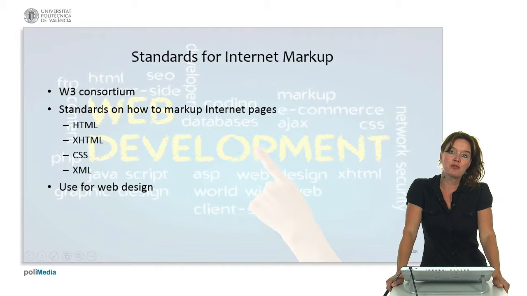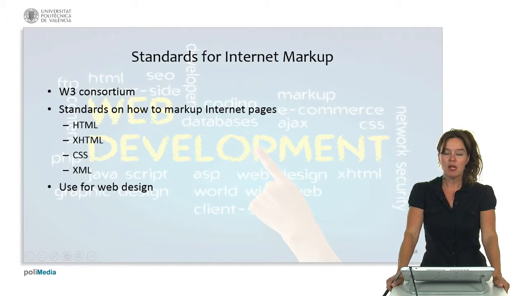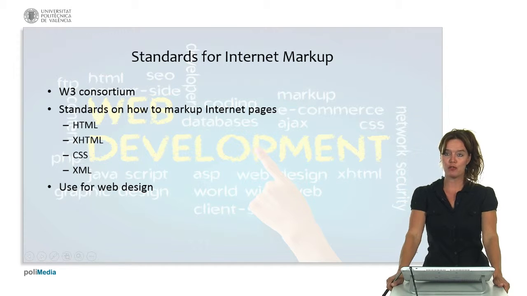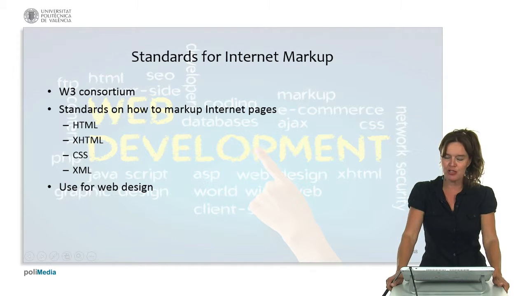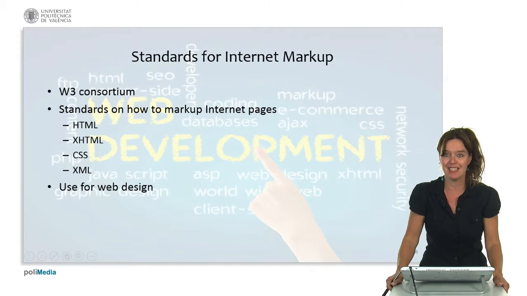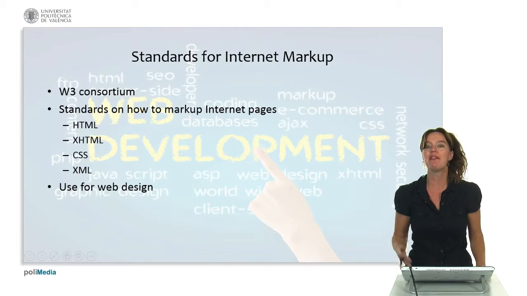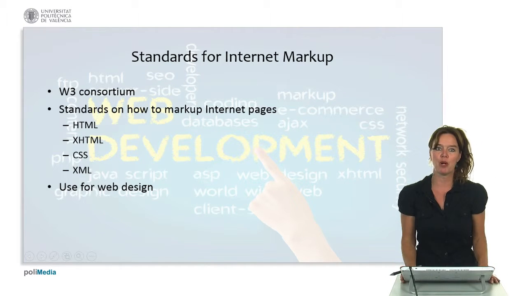There's also standards for internet markup. The W3 Consortium, the World Wide Web Consortium, defines these standards. And these are standards that indicate how we should display and mark up internet pages. So there's, for example, HTML, which is the Hypertext markup language. There's extended HTML, XHTML. There's CSS, the Cascade Style Sheets that define styles in a standard way for web pages. And there's XML, the Extensible Markup Language.